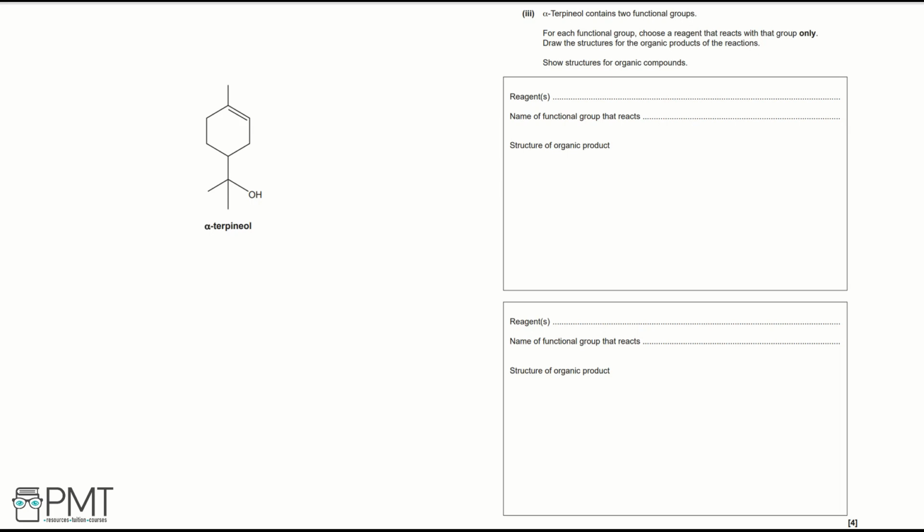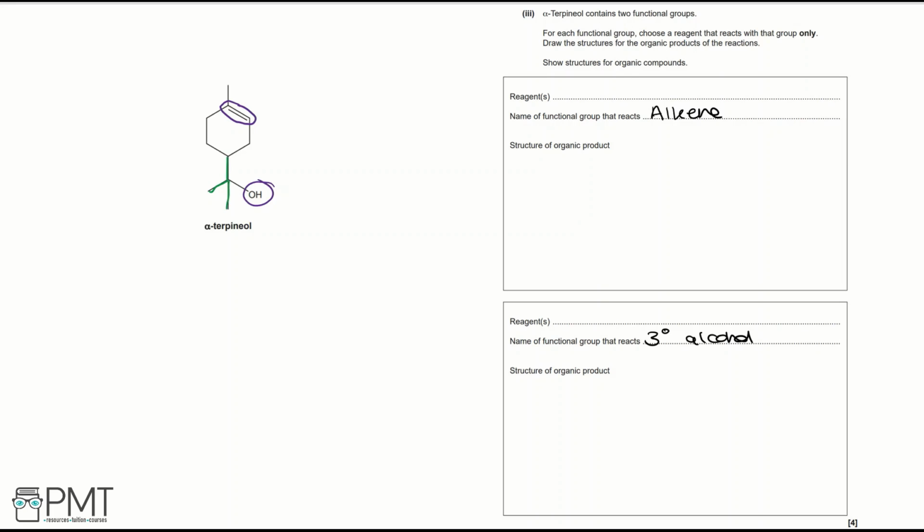Part 3. Alpha-terpineol contains 2 functional groups. For each functional group, choose a reagent that reacts with that group only. Draw the structures of the organic products of the reactions. Show the structures for organic compounds. Our first functional group is here, and this functional group is known as an alkene. Our second functional group is here, and this is what's known as a tertiary alcohol. It's known as a tertiary alcohol because it's connected to 1, 2, 3 R groups.